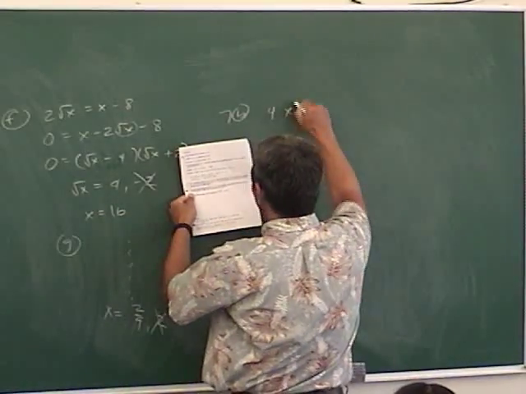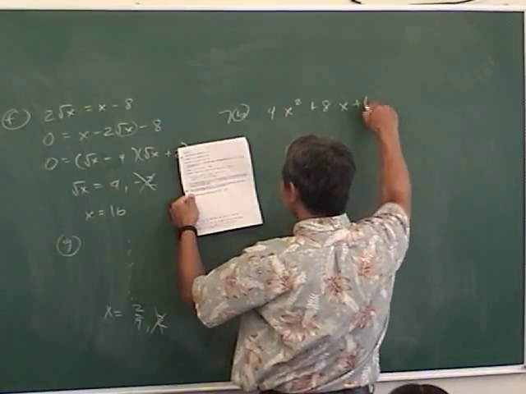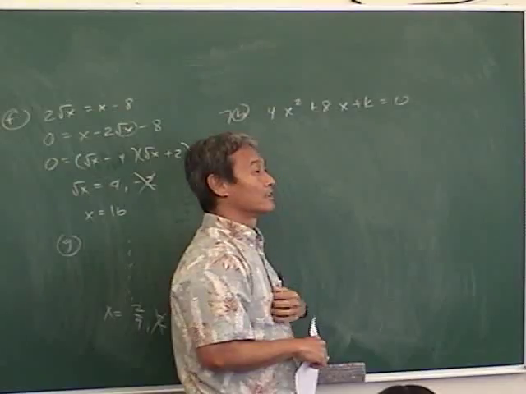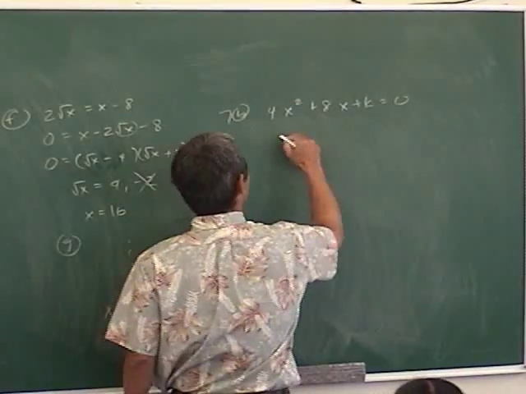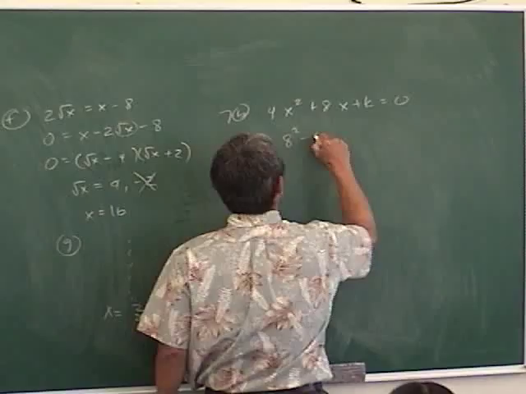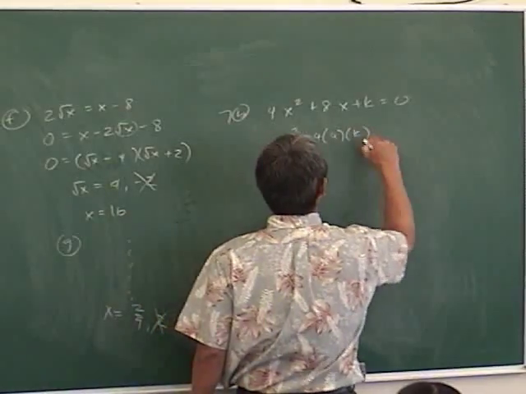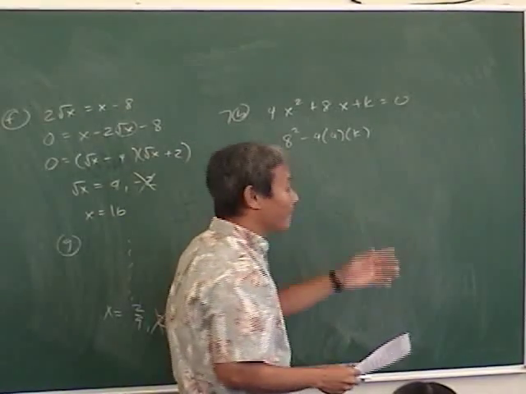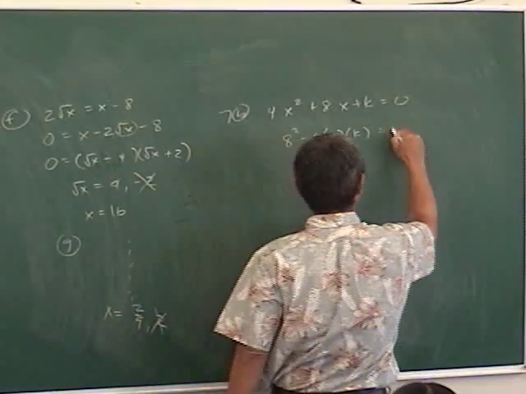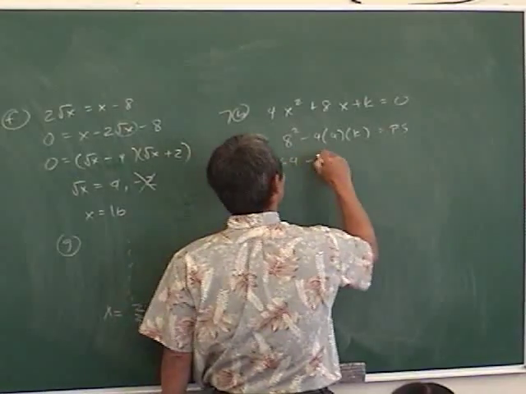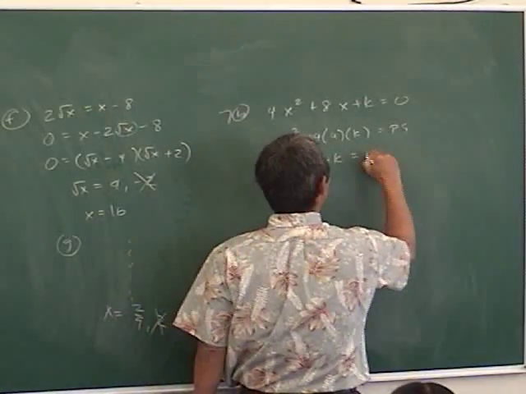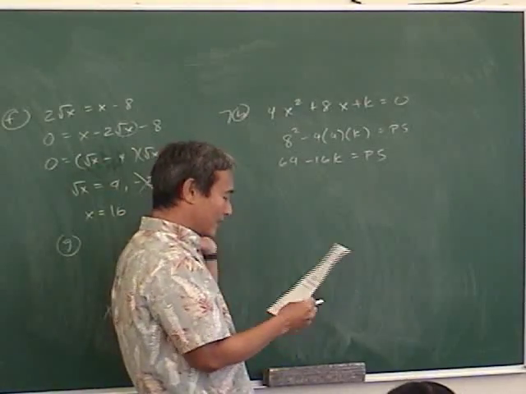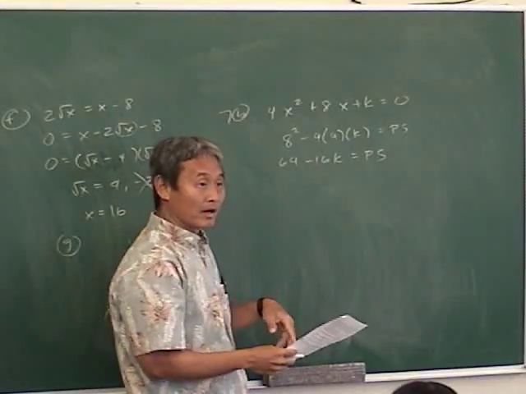Okay, 4x squared plus 8x plus k. How do you determine what kind of roots you have? You look at the discriminant. The discriminant is b squared minus 4ac. And if we want rational roots, the discriminant has to be a perfect square. So if you simplify this, you get 64 minus 16k, and I want that to be a perfect square. And so the problem is, what integer values between negative 10 and 10 will make this a perfect square?